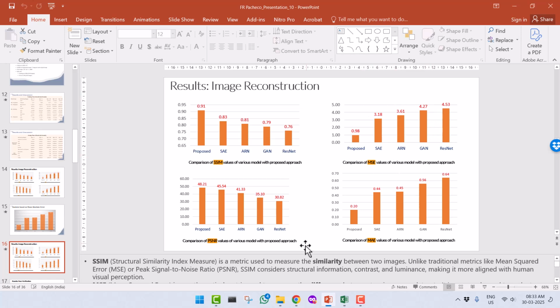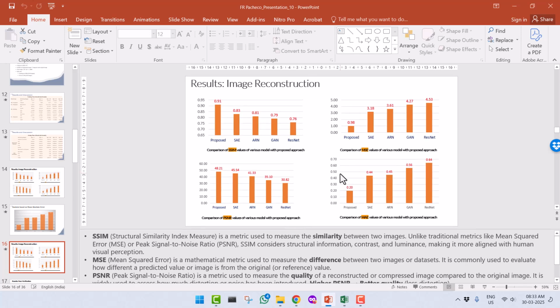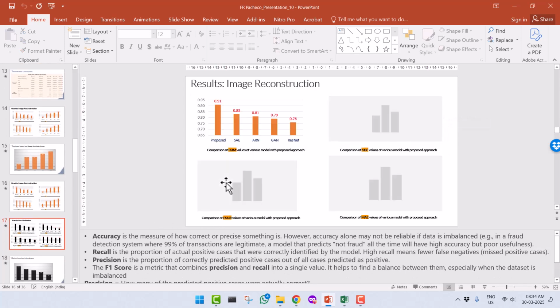The next is MSE, that is the mean squared error. So mean squared error is basically a difference measure. That is, it measures how different two images are. So the difference should be as minimum as possible, whereas the similarity should be as high as possible. And as you can see, the proposed model has average MSE 0.98 only, whereas the other models have 3.18, 3.61, 4.21 and 4.53.